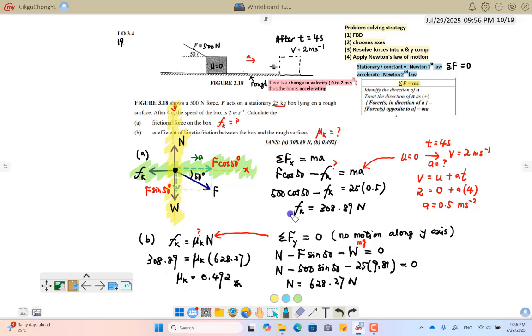So we have obtained the value of the friction force. Fk is 308.89 and the coefficient of kinetic friction is 0.492.